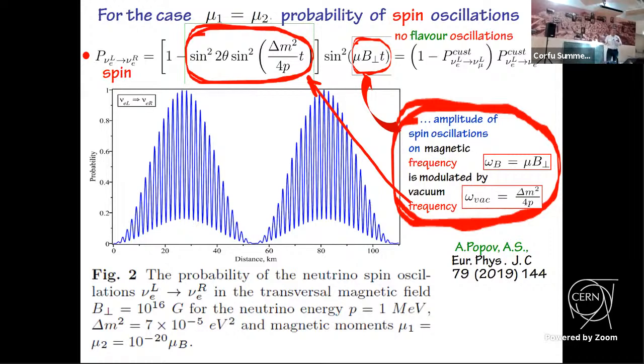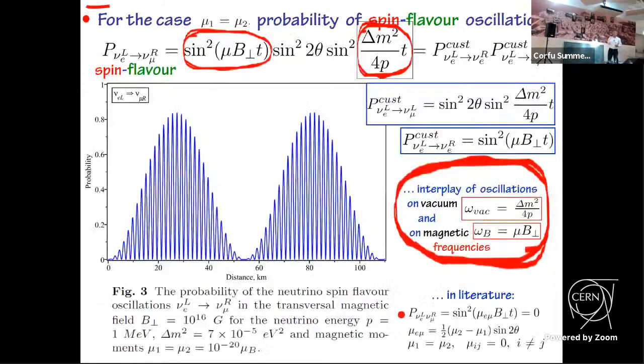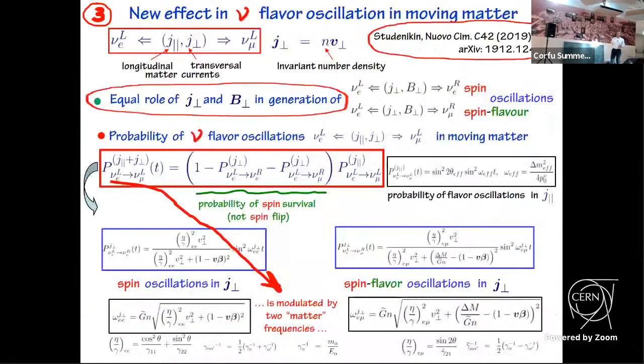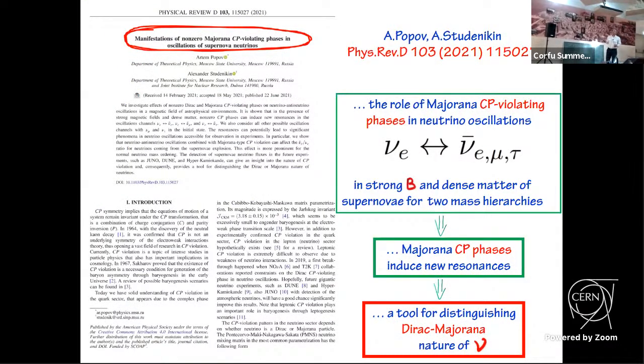So this is important for applications in astrophysics where strong magnetic fields are present and matter is present, and if you would like to solve the problem analytically, it is not possible to consider these different oscillations separately. So this I skip. And in one of the recent papers, I implemented the same when the spin oscillations are produced by transversal matter currents.